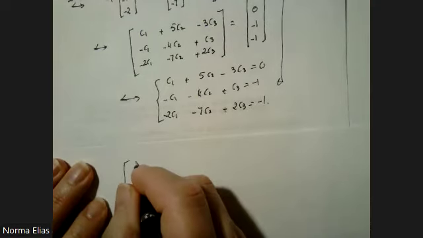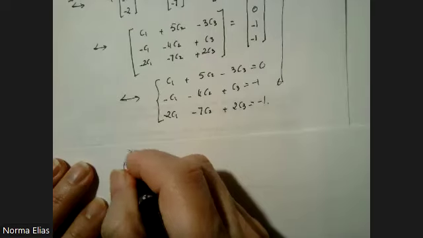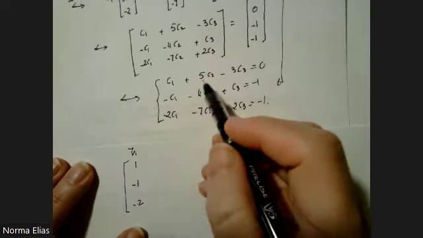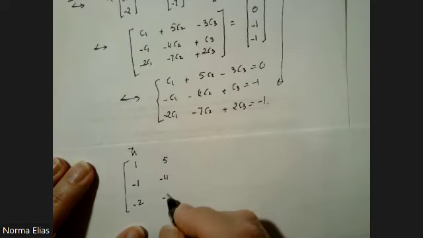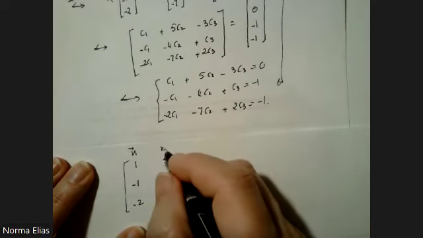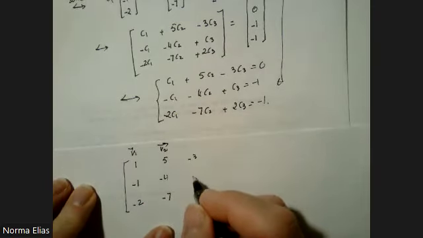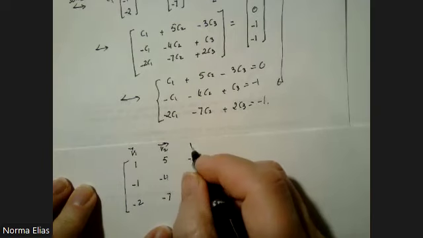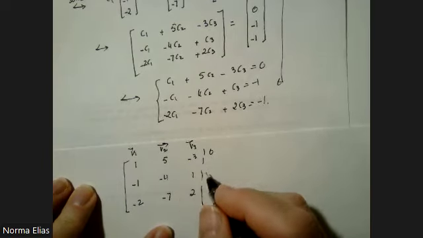The augmented matrix is 1, -1, -2. That's the V1, which is exactly what we got here. And then the 5, -4, -7. These are where the coefficients of C2 are coming from. And -3, 1, 2. Those are the coefficients. And then finally, the augmented term, which is the B vector.